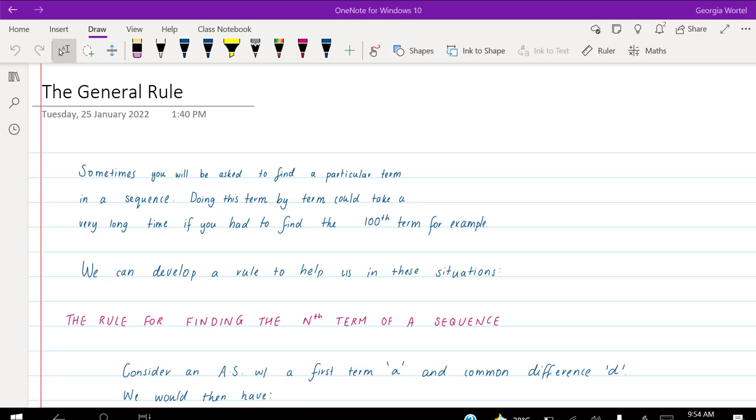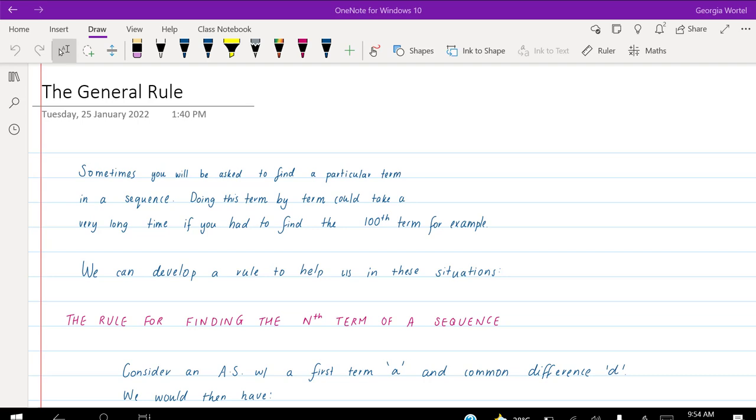Welcome to our lesson on the general rule for arithmetic sequences, a rule that we use to find any term within a sequence. Sometimes you're going to be asked to find a particular term in a sequence. A question might say, find the 100th term in the sequence below, and you have to be able to work forward 100 terms and find out what that value is.